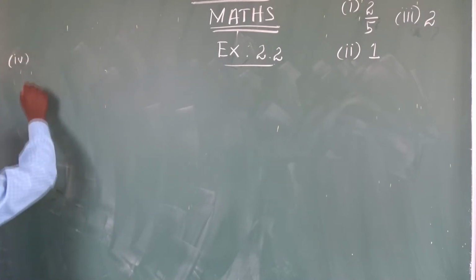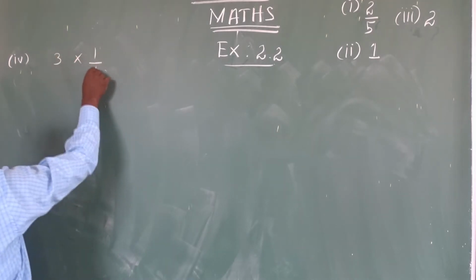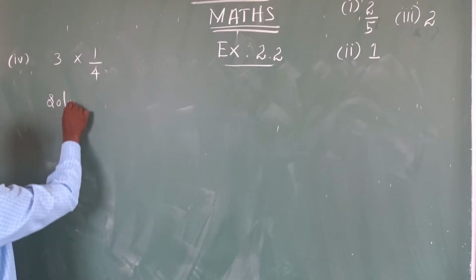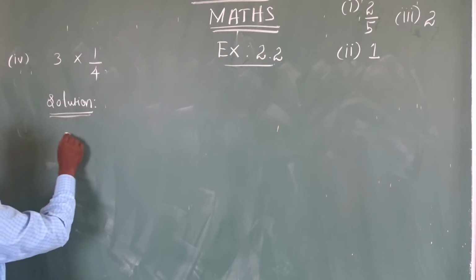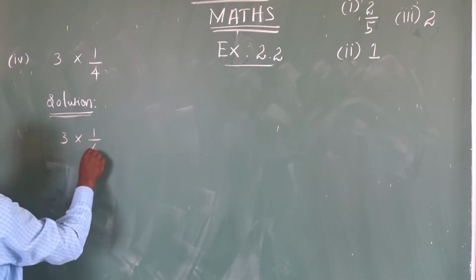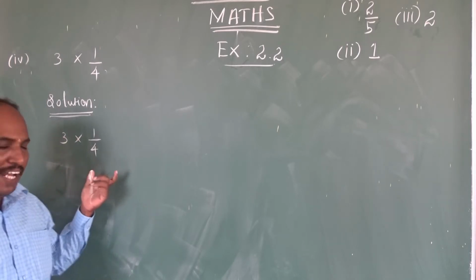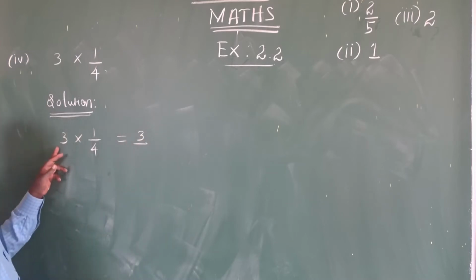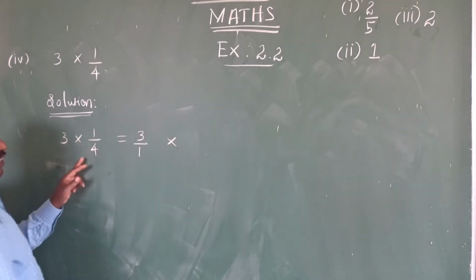Next, the fourth one: 3 into 1 by 4. Here also the first term is a whole number and the second term is a fraction. The whole number is converted to a fraction: 3 is equal to 3 by 1, into 1 by 4.